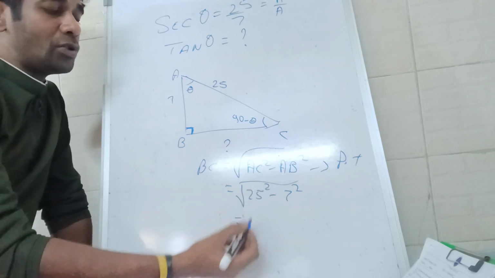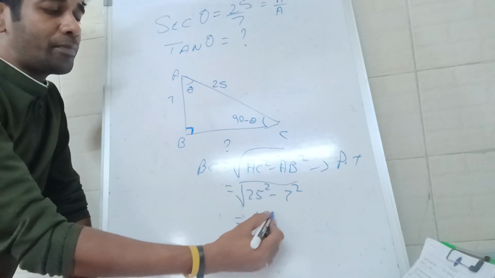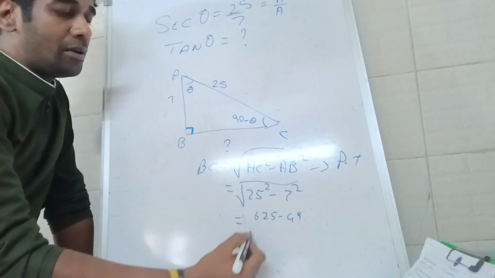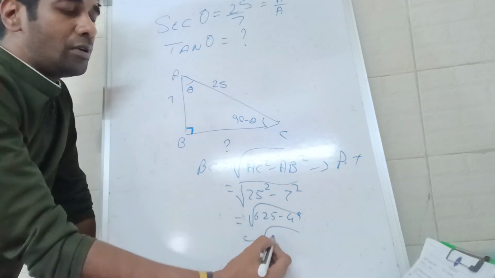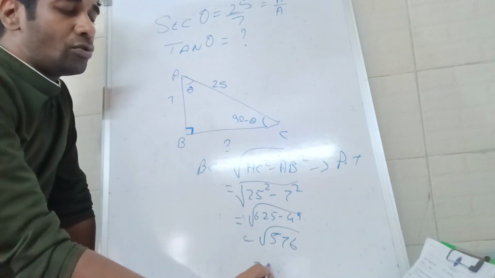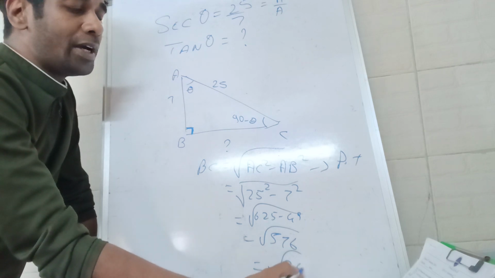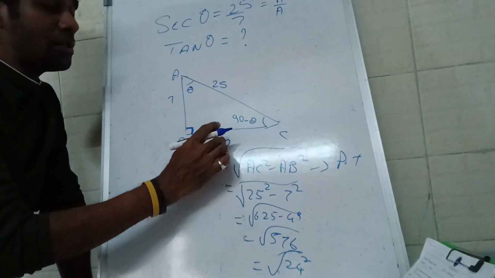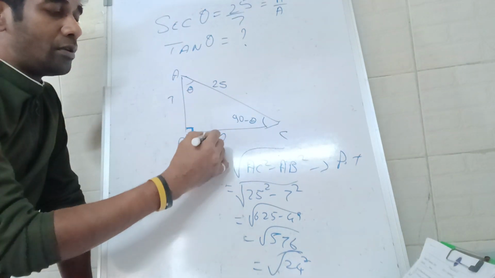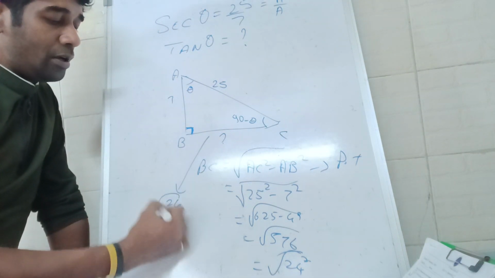625 minus 49 will give me the root of 576. Root 576 is 24 square. The square root gets cut, left is 24. So this side will now be 24.